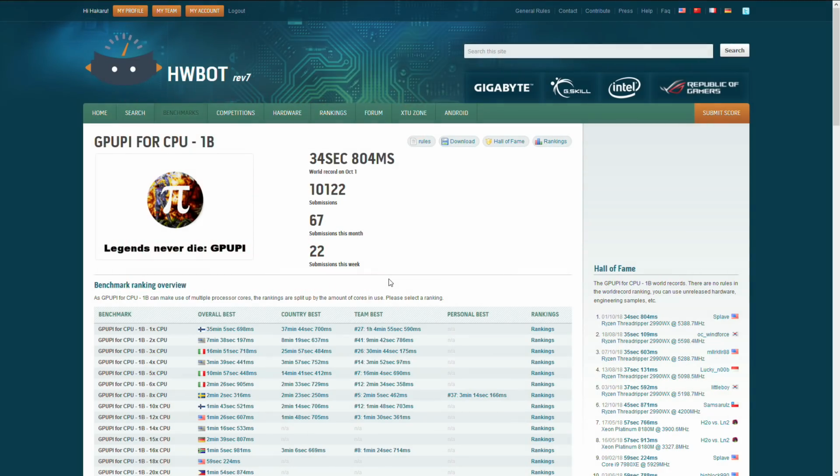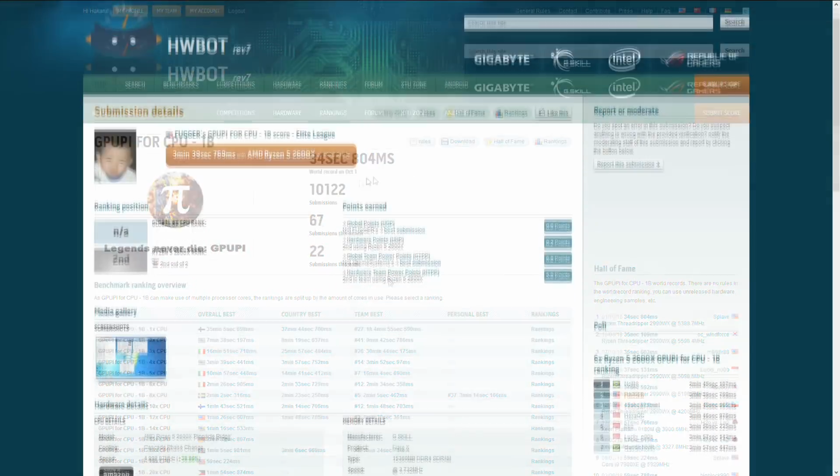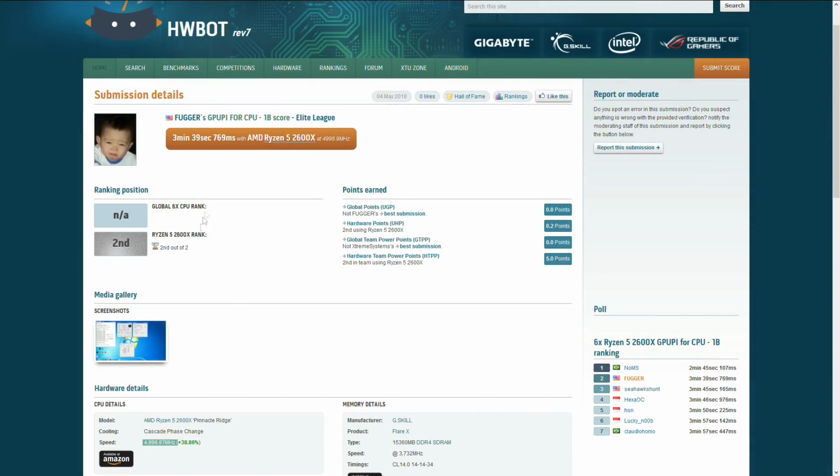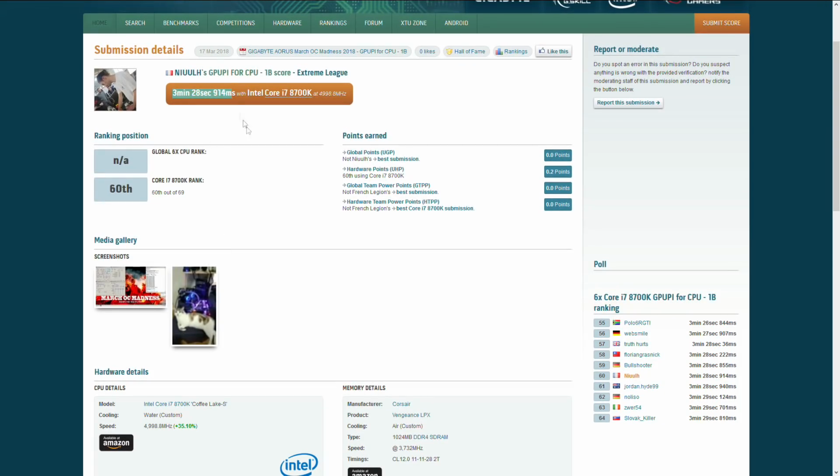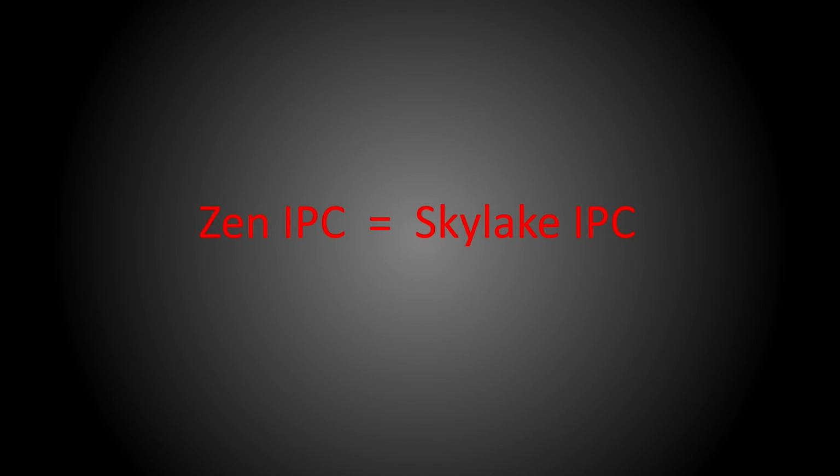The largest IPC gap in favour of Intel I found was a 4% increase in GPUPI 1 billion, which is just on the edge between run-to-run variance and any sort of significance. These tests essentially show how Zen and Skylake have the same IPC. And how this is what the rest of this video is going to explain.